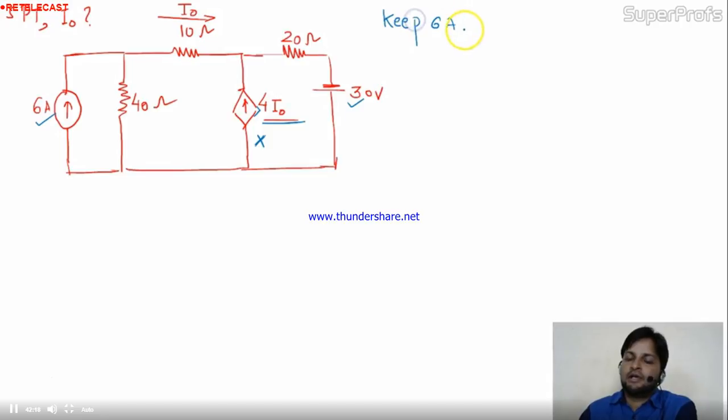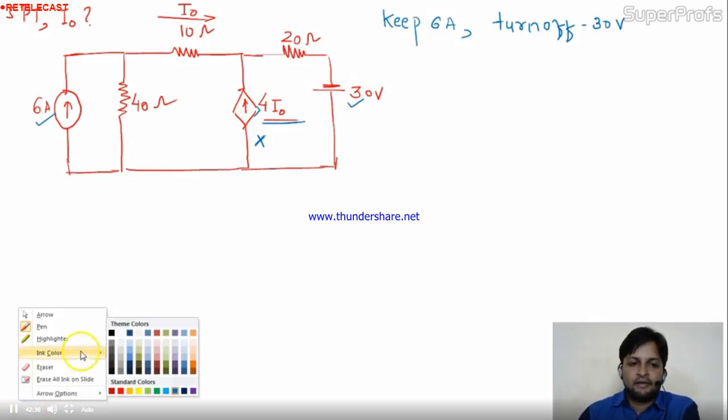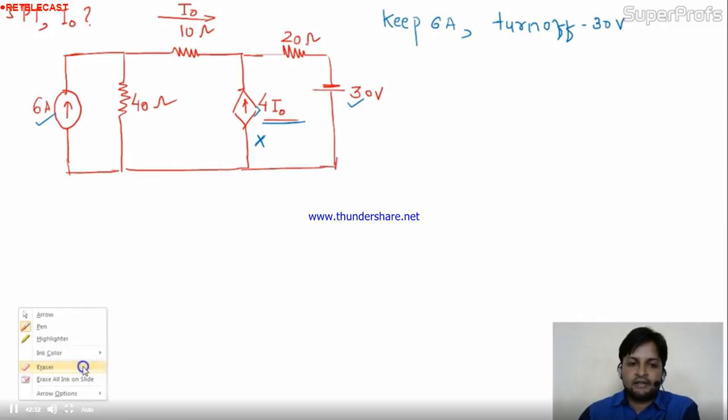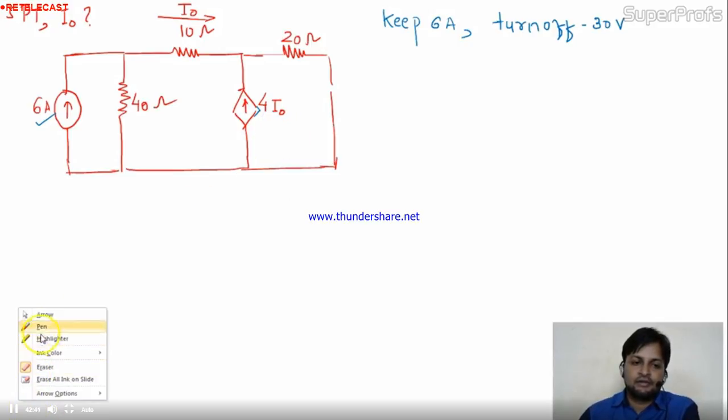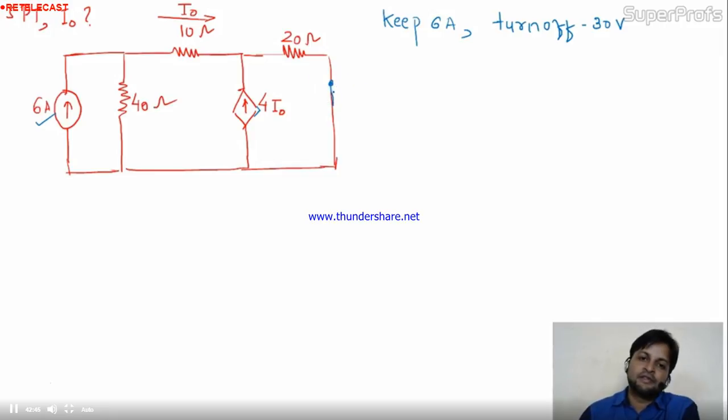And turn off 30 volt. Is it okay? How will this step be? This step will be like, I will short it. Is it okay? I have to short it like this. So this source is turned off and this is working in the system.